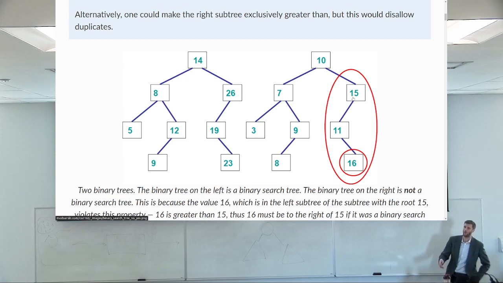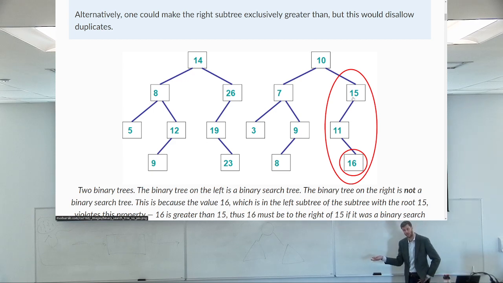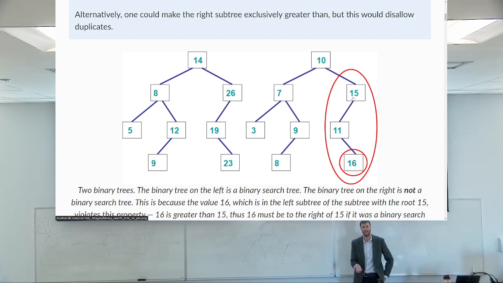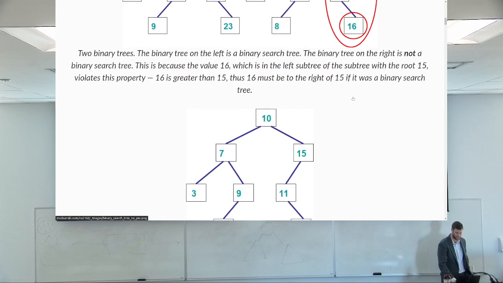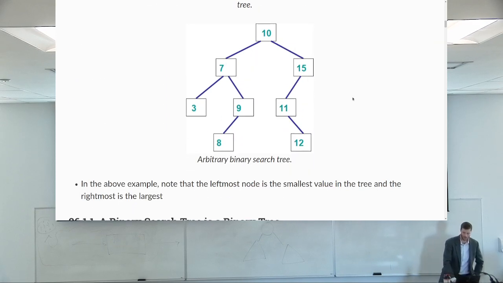So you've got to watch out. It's not just the root that has to have the left and right. It's all roots of all subtrees in the whole tree, recursively all the way down. That's the rule. So here's some arbitrary binary search tree that we're going to see a lot of, just for examples in this topic.